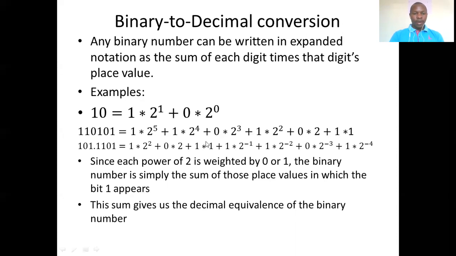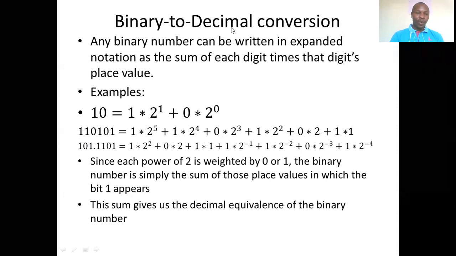Now let's look at another example that has a binary point. Remember, from the binary point going to the left, our place values start from 0, 1, 2, 3, etc. And from the binary point going to the right, our place values start from -1, -2, -3, etc. So expressing this one in its expanded form, we multiply this digit by 2 to the power of 2, because the place value of this one is 2. Remember, this is 0, 1, 2.